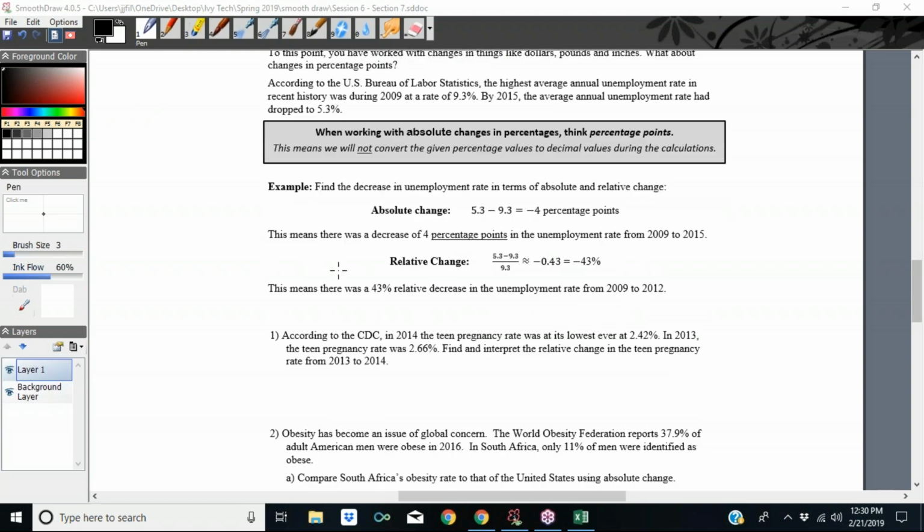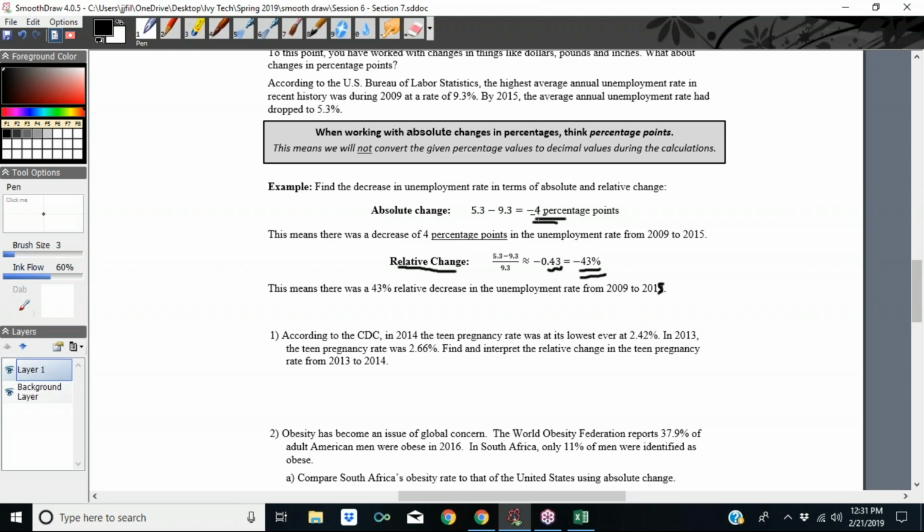And then we can find the rate of decrease. This means there was a decrease of 4 percentage points. So let's see, the relative change, negative 4 divided by 9.3 is negative 43%. So now the difference is, see how we found the relative change? We got a decimal. We're going to convert that to a percent. So this percent is the relative decrease. It's not the change in percentage points, okay? So it says this means there was a 43% relative decrease in the unemployment rate from 2009 to 2012. This should say 2015.